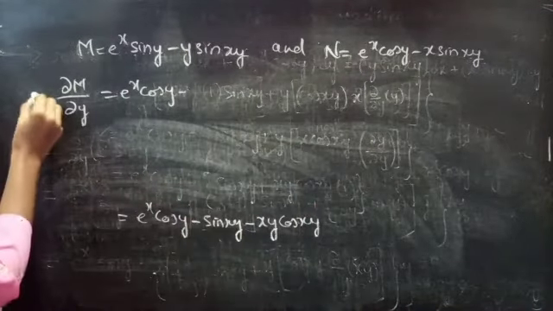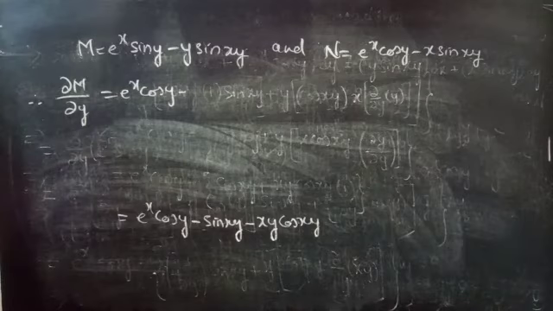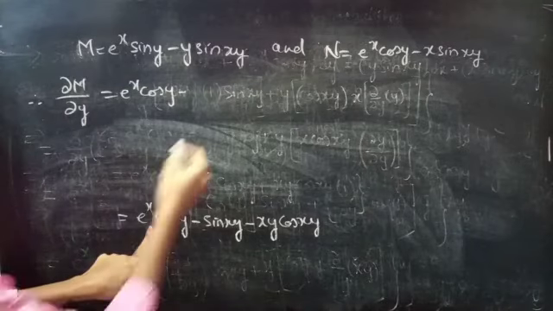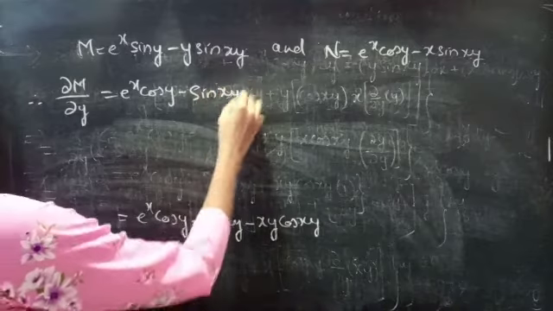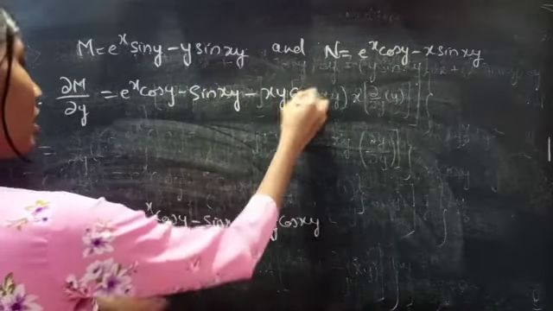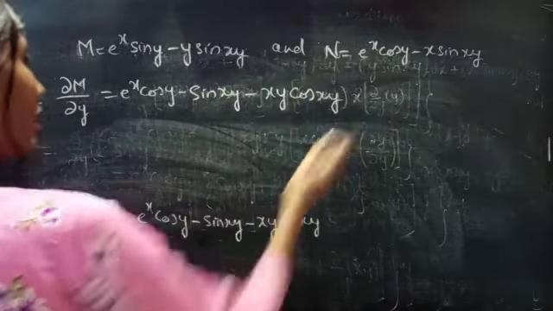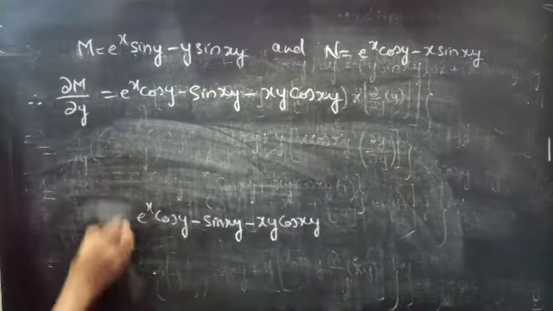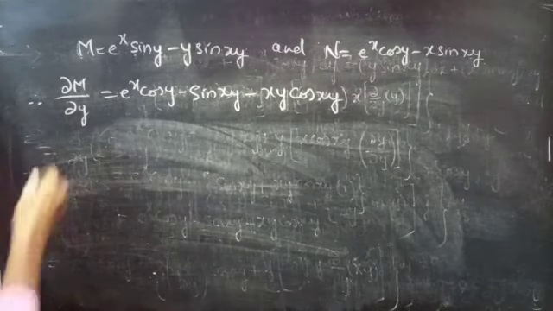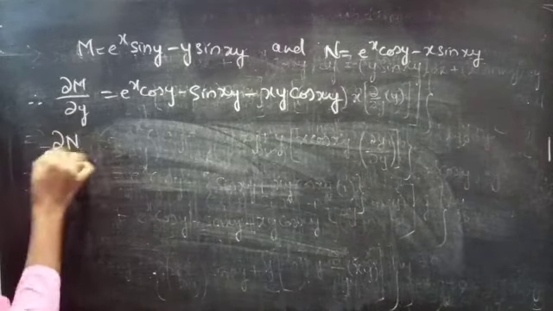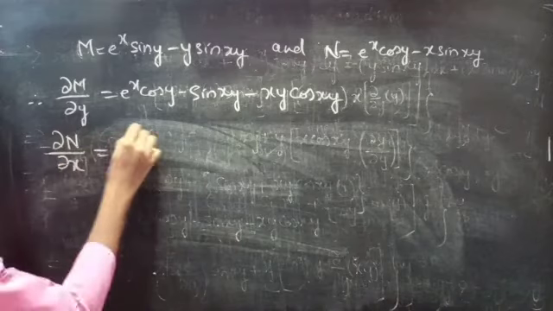Therefore, the partial derivative of M with respect to y is e^x cos y minus sin xy minus xy cos xy. Now we'll find the partial derivative of N with respect to x.